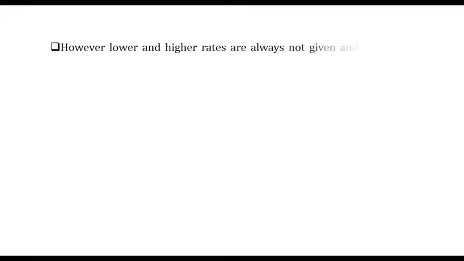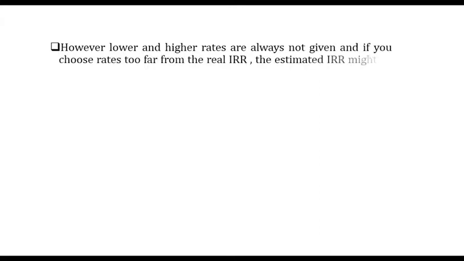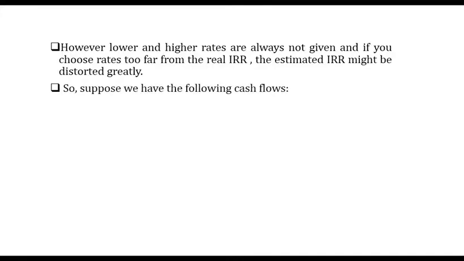However, lower and higher rates are not always given, and if you choose rates too far from the IRR, the estimated IRR might be distorted greatly. Why so? Actually, the relationship between net present value and the internal rate of return is not linear, but the formula above assumes a linear relationship. And so, you have to choose your rates closer to the IRR. But how do you know that? Trial and error might lead to distorted results, and so I'll devise a method to pre-obtain it.